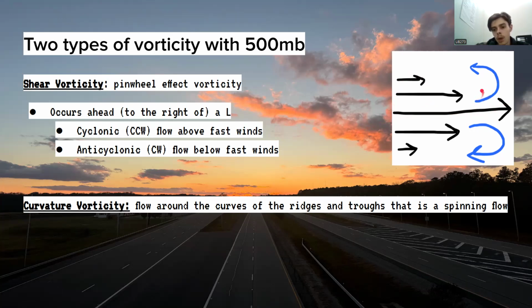And the parcels that we have, you would imagine that they'd spin like that, almost like gears grinding. And so above the fastest winds, it's going to have cyclonic flow. Cyclonic flow is counterclockwise flow. Anticyclonic flow is if it's below the fastest winds, and that's clockwise flow. Curvature vorticity is flow around the curves of ridges and troughs, and that results in a spinning particle as well.